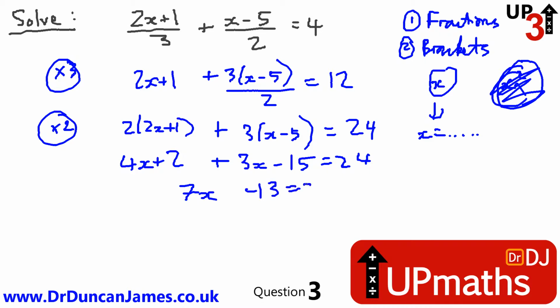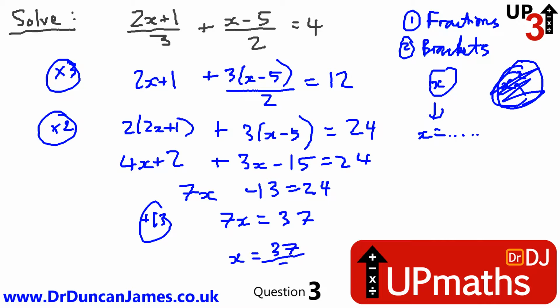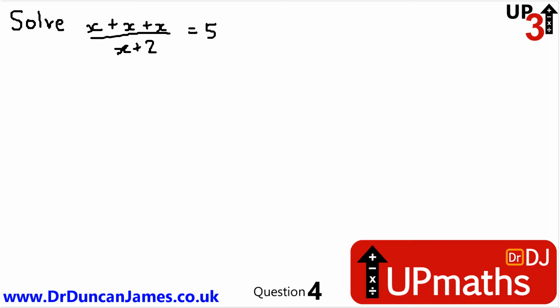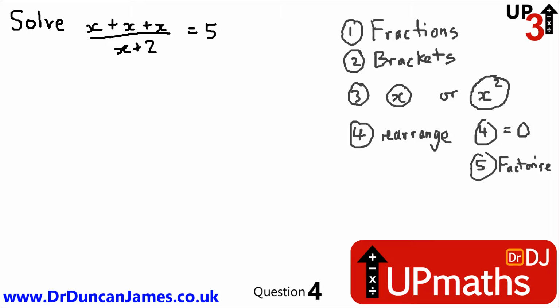So I'm initially doing a bit of simplifying. And I'm going to add 13 to both sides. So 7x equals 37. So x equals 37 divided by 7. Have a go in your own time.